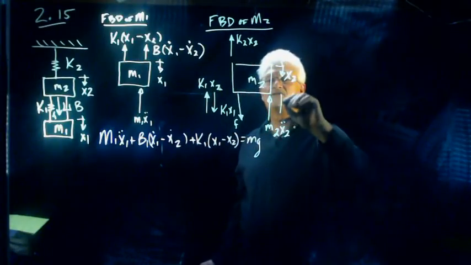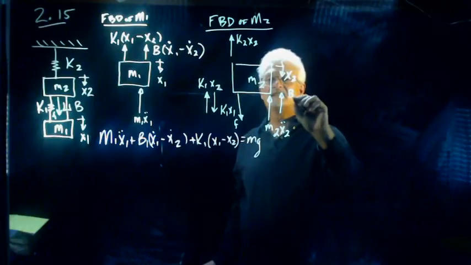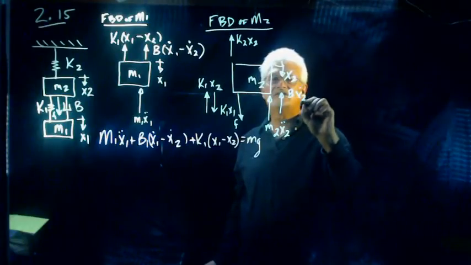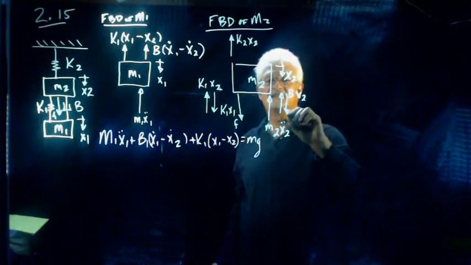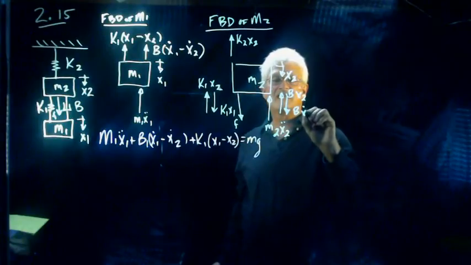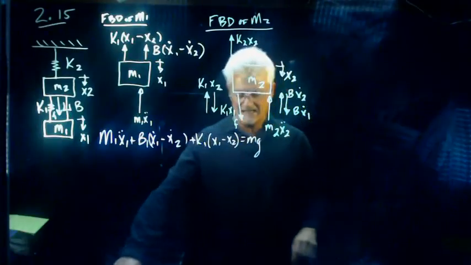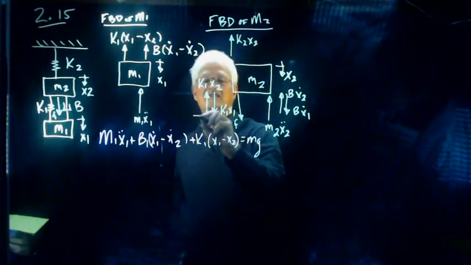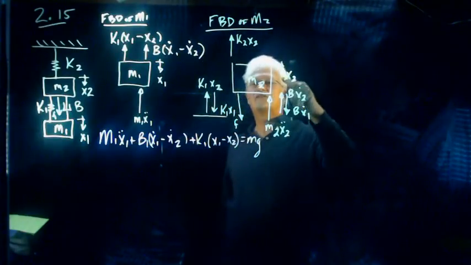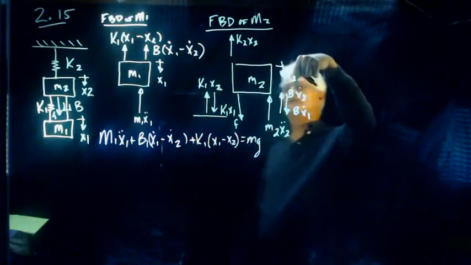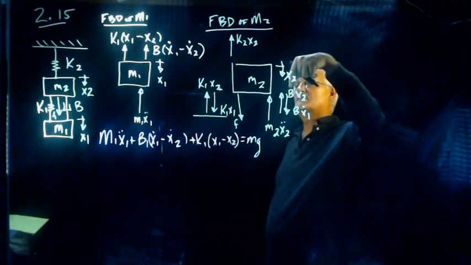Similarly, I don't have to do too much. This is also like b times x dot 2, and there's another one that comes down like this that is b times x dot 1. And so what I can do is just add these things together. So how should I add them together? Why don't I add them together so that x2 is the positive direction?